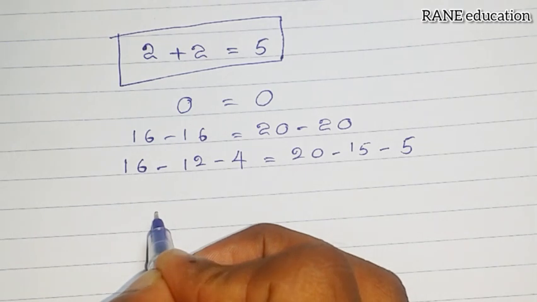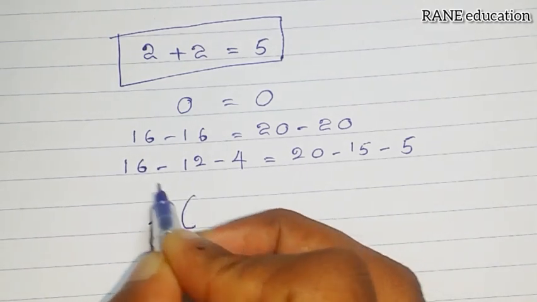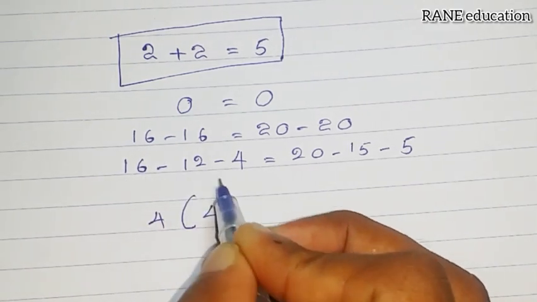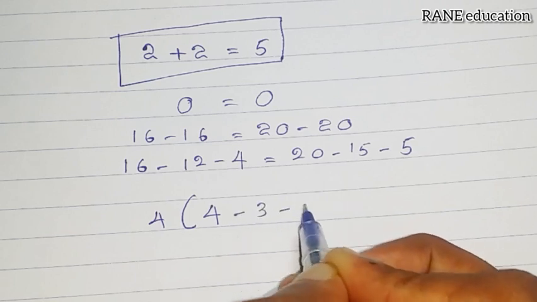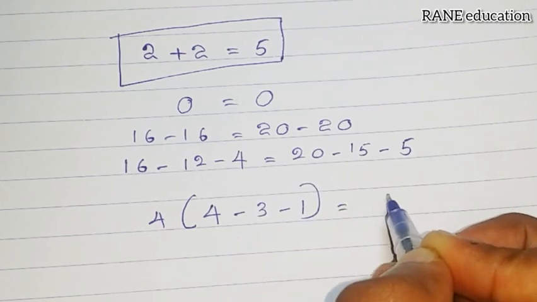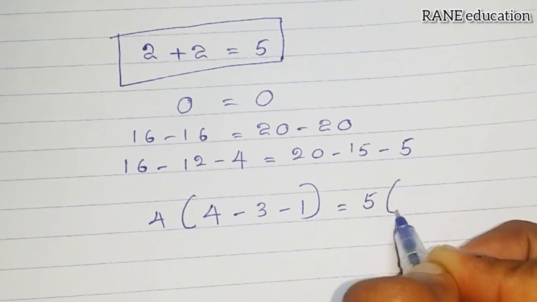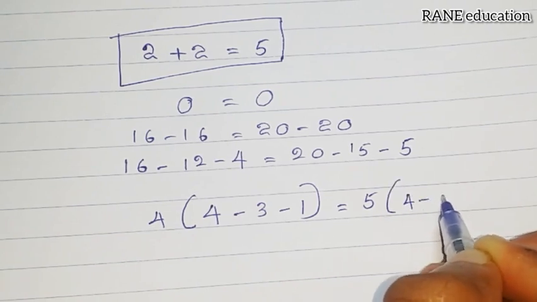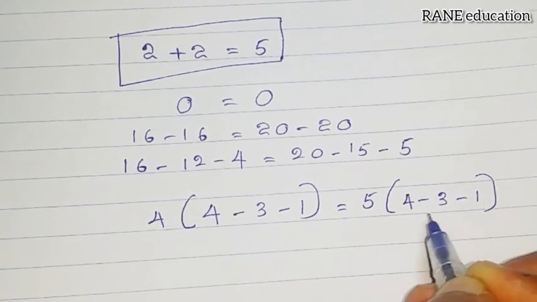On the left side we can take out 4 from both values: 4 times (4 minus 3 minus 1) equals. On the right side we can take out 5 from both values: 5 times (4 minus 3 minus 1).